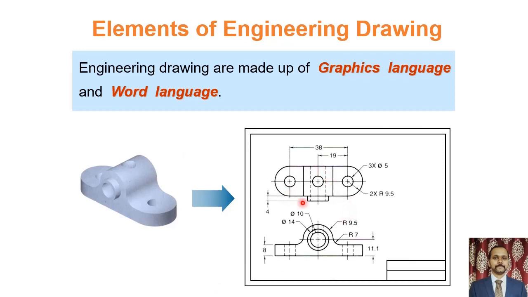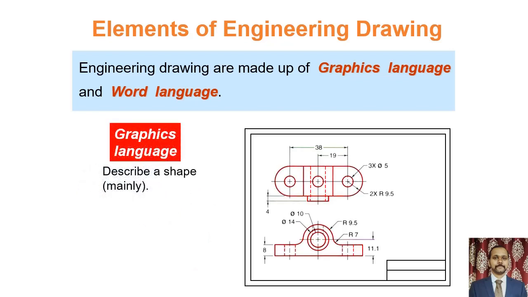So this is the two-dimensional view, and if you see this, there are some dimensions given over there of this object. So there are two languages. The first is graphic language, which mainly describes the shape, right? If you see this red mark, this is nothing but the graphical language.